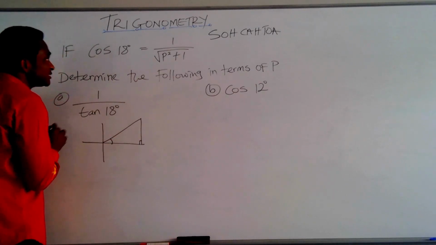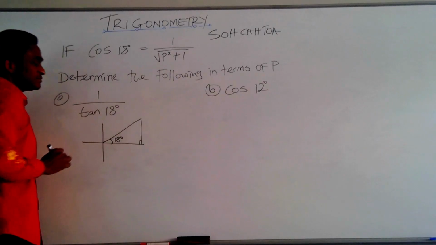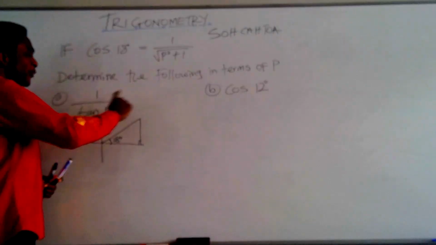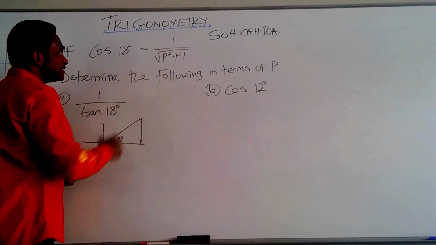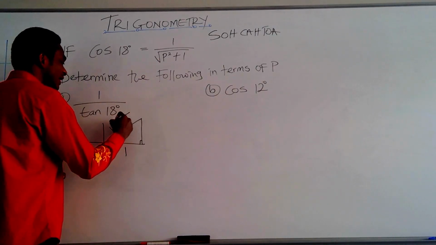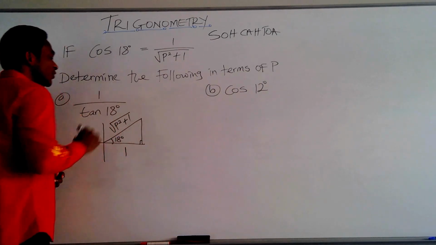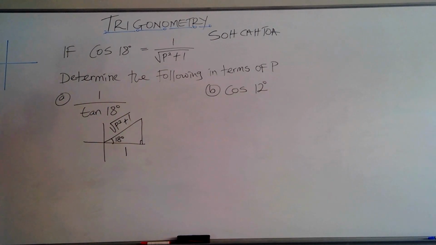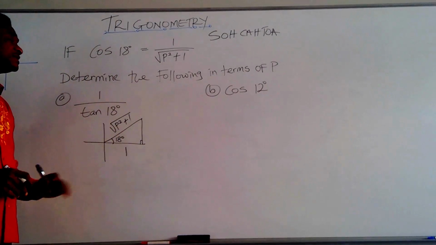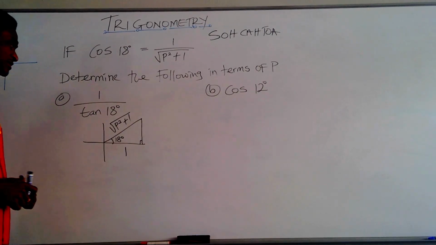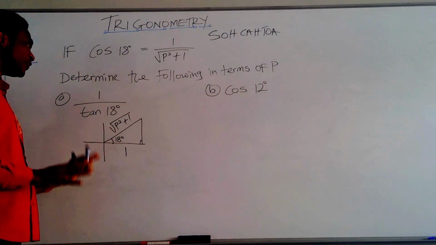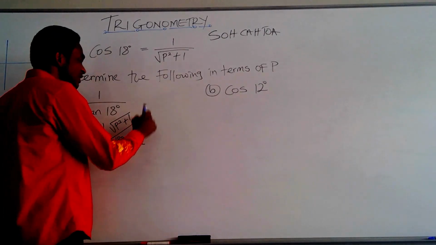Now it means that this is our angle 18. If this is our angle 18, then cos is adjacent, which is 1 over hypotenuse. It means that our hypotenuse is root p squared plus 1. Then we need to use Pythagoras' theorem to find the unknown length. Please remember, since we don't want to use the calculator here, we just have to approach it that way. Now this is the opposite.